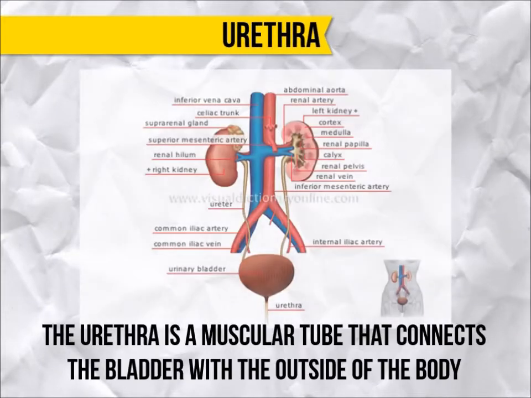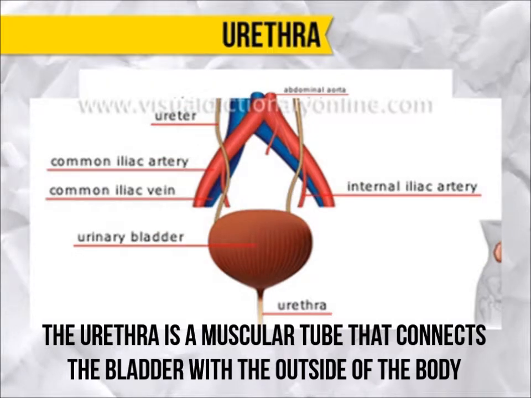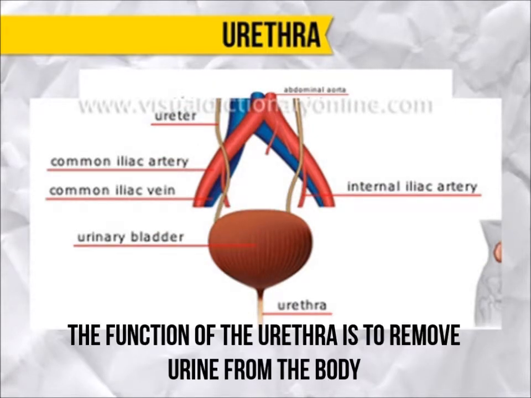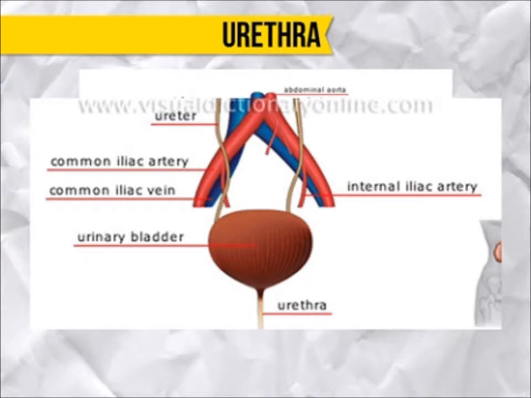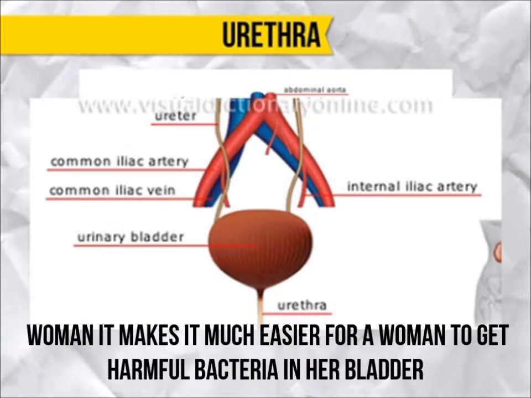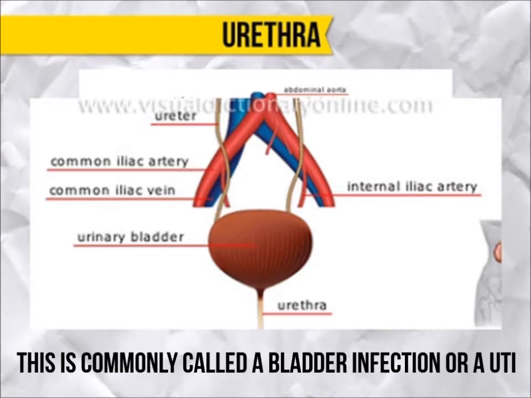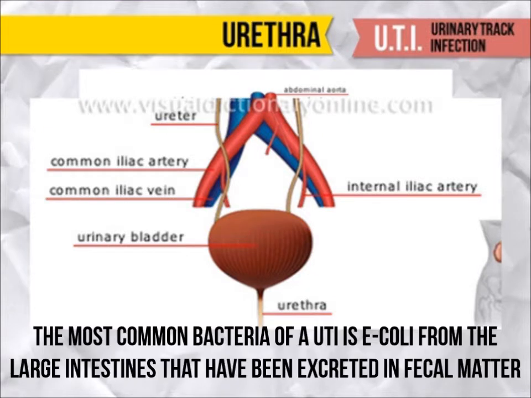Urethra. The urethra is a muscular tube that connects the bladder with the outside of the body. The function of the urethra is to remove urine from the body. Because the urethra is so much shorter in a woman, it makes it much easier for a woman to get harmful bacteria in her bladder. This is commonly called a bladder infection or a UTI. The most common bacteria of a UTI is E. coli from the large intestines that have been excreted in fecal matter.